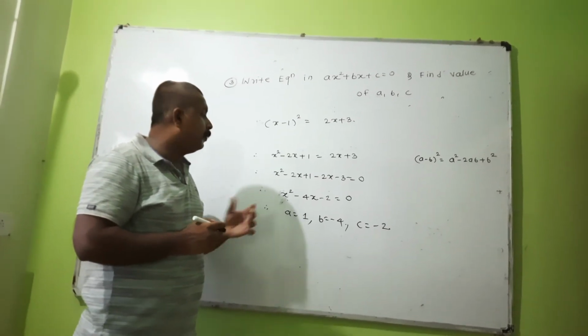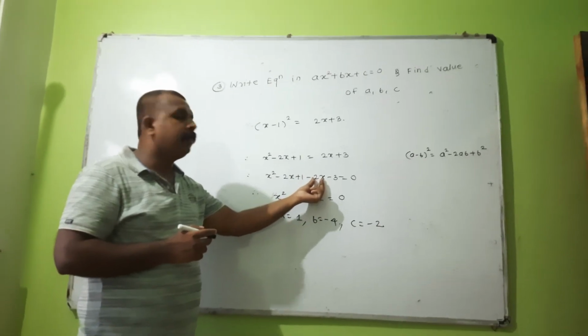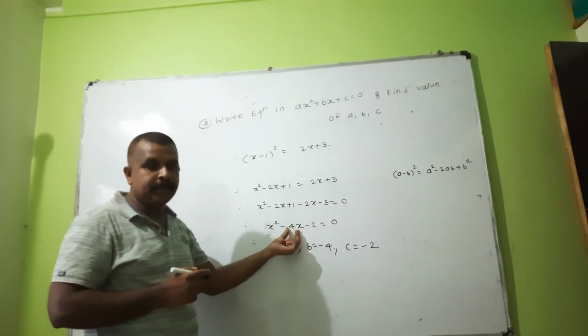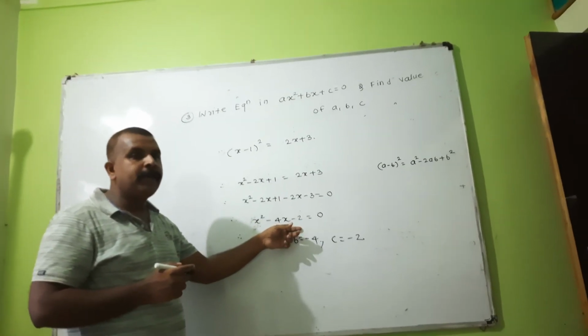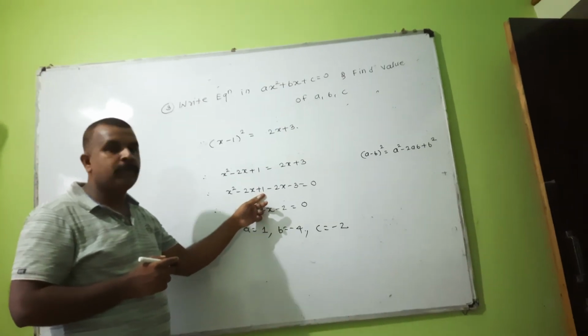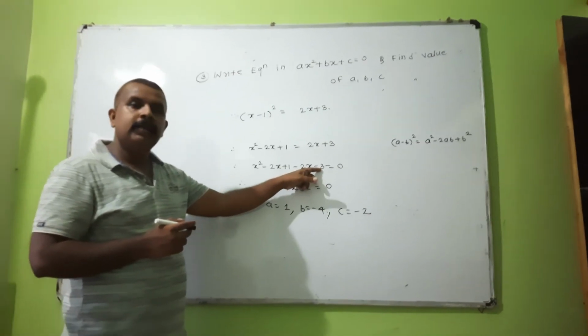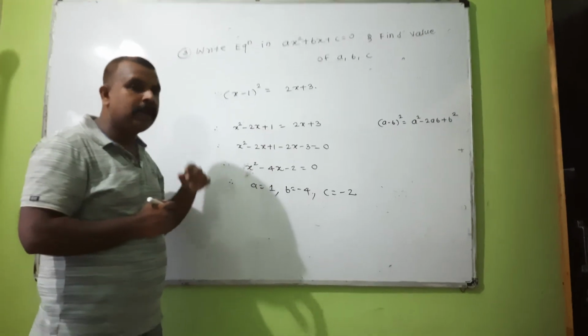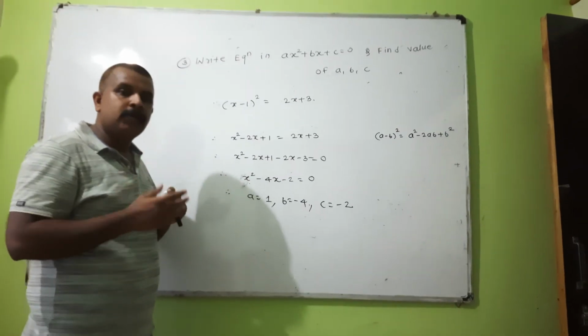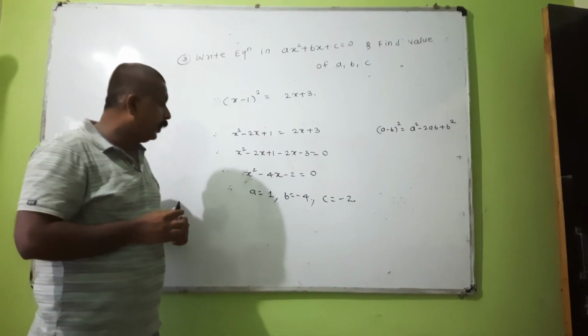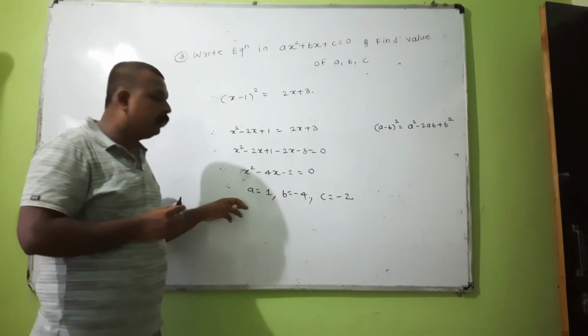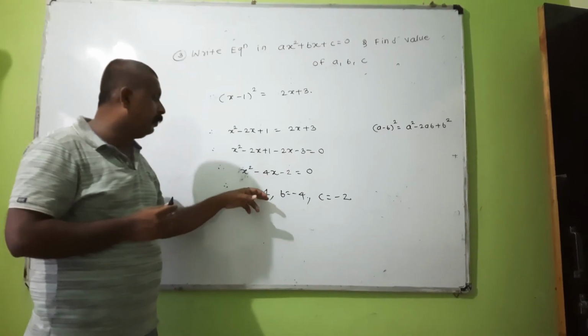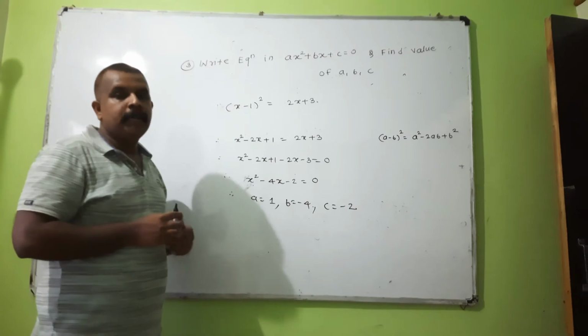Okay. So the common terms, this is the minus 2x, this is the minus 2x, this becomes minus 4x. 1 minus 3, I perform the subtraction here because this 1 contains a positive sign, and this 3 contains a negative sign. So obviously here we can perform the subtraction because both have different signs. Okay, so this becomes minus 2. After that we find the values of A, B, C: they are 1, minus 4 and minus 2.